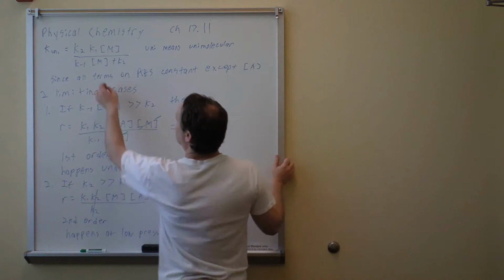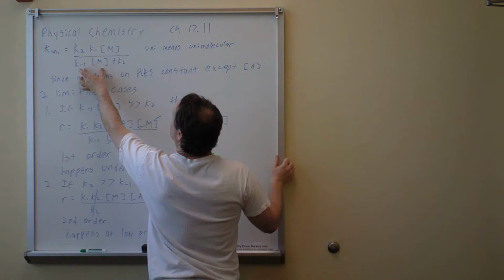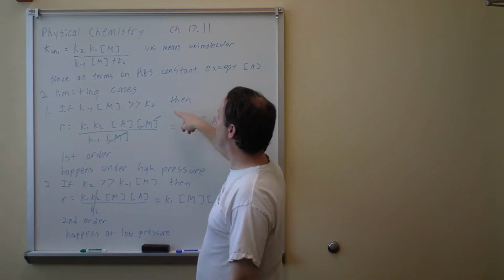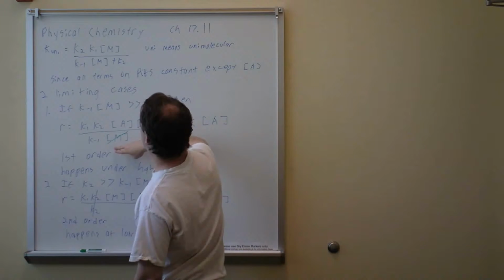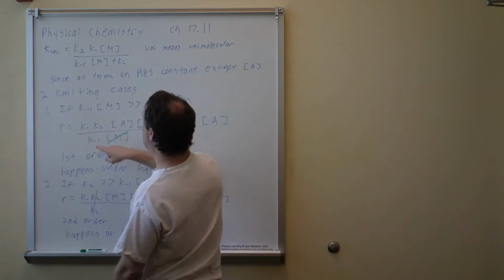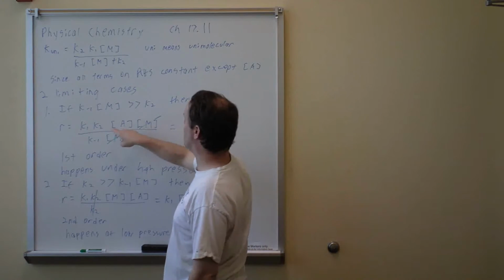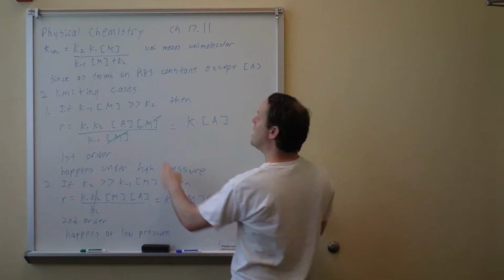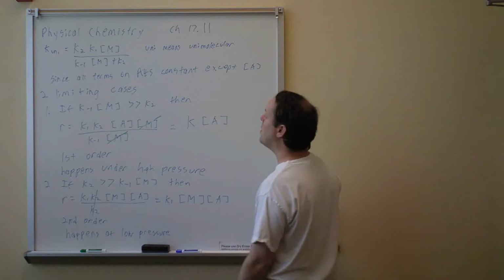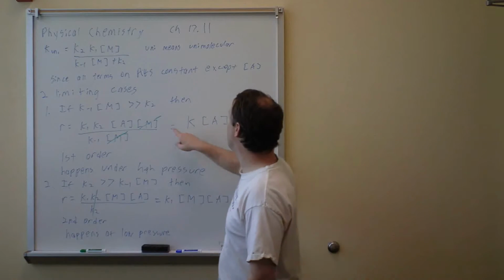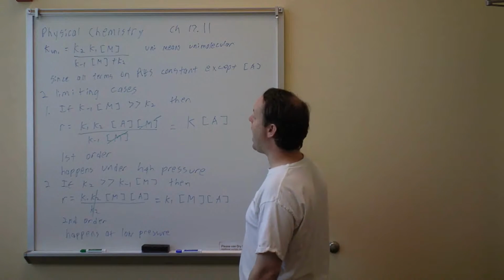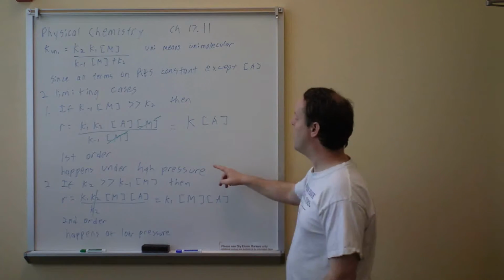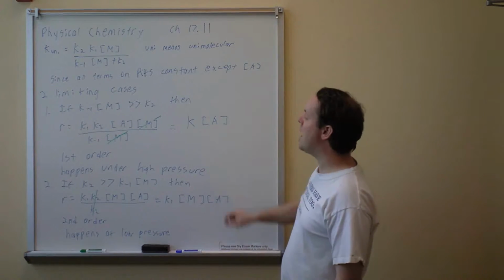So for one, let's say that this term here, K minus 1 times the concentration of M, is much greater than K2. Well, if that's the case, then you're going to end up getting rid of the K2 on the bottom. So it'll look like this: R equals K1 times K2 times the concentration of A times the concentration of M over K minus 1 times the concentration of M. In this case, you can just cancel out the concentration of M, and then you combine all these constants. So you just get K times the concentration of A. In this case, all you've got is a first order reaction. And if you've got high pressure, this is the limit of what's going to happen under high pressure.